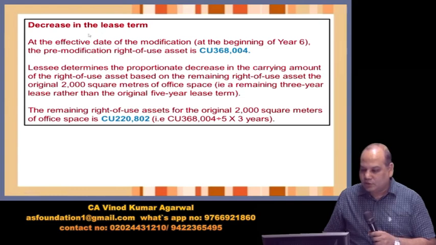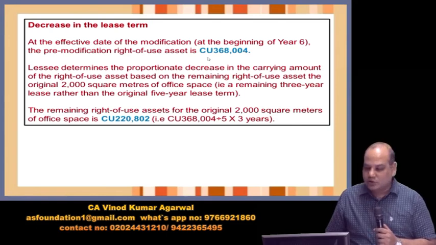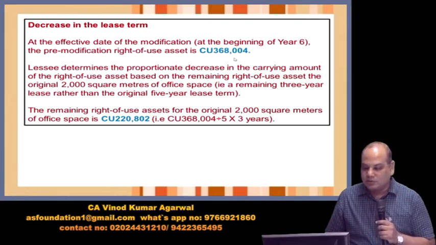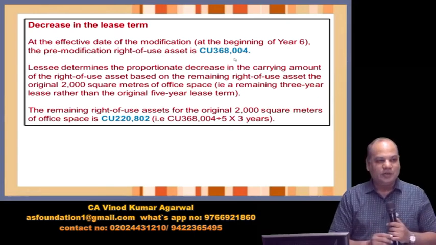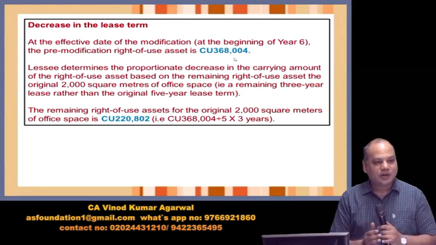Now we will see the effect of decrease in lease term at the effective date of modification. At the effective date of modification, that is at the beginning of the year 6, the pre-modification right of use asset is 368,004. What is the value of right of use asset? 368,004. How many years are remaining? 5 years are remaining. But after the modification, how many years are remaining? 3 years are remaining. So my proportionate value of asset will change like this.